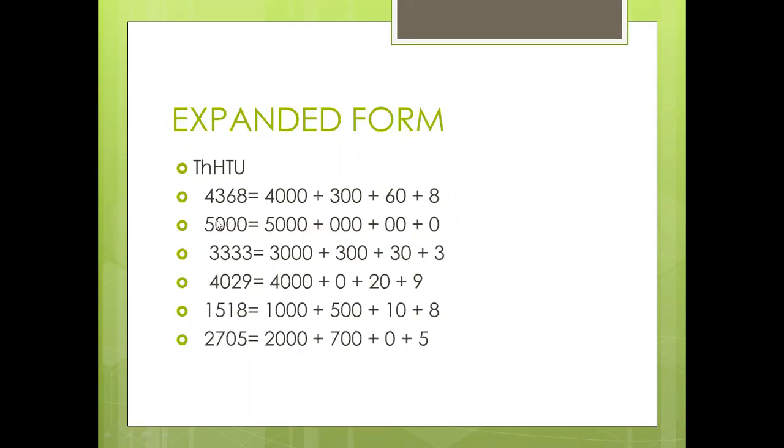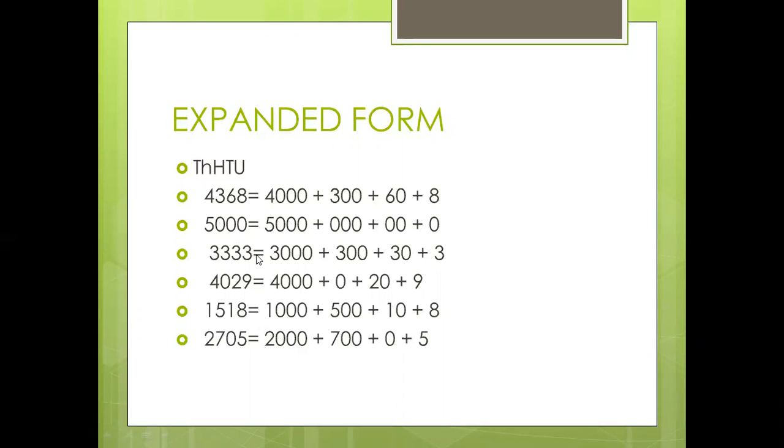The next number, 5,000. Now 5 is in the thousands place. So I write it as 5,000. So the value of 5 in the thousands place is 5,000. And then we've got only zeros in the hundreds, tens and units place. So I write plus 0. Again, I put a plus sign, again 0, plus sign, and again 0.